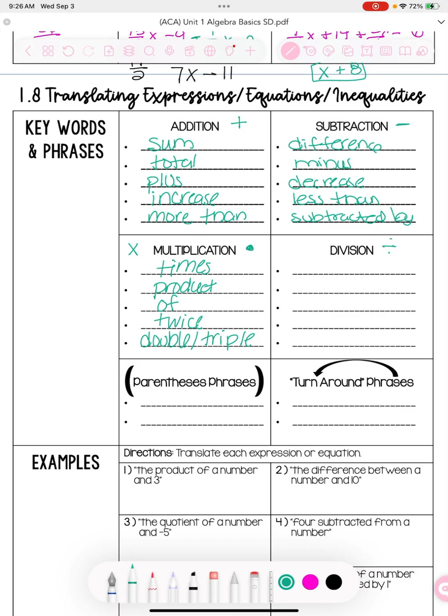Quotient is going to be division. We might see it like this or like that. So that's going to be quotient, separate, divided by, and then either if you want to half something or third something or quarter something or anything like that that's going to cut it into pieces. So it's going to cut it.